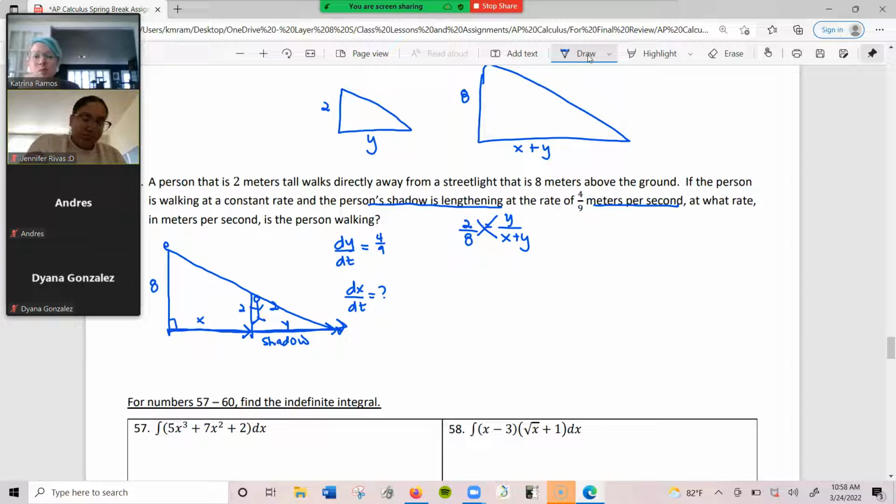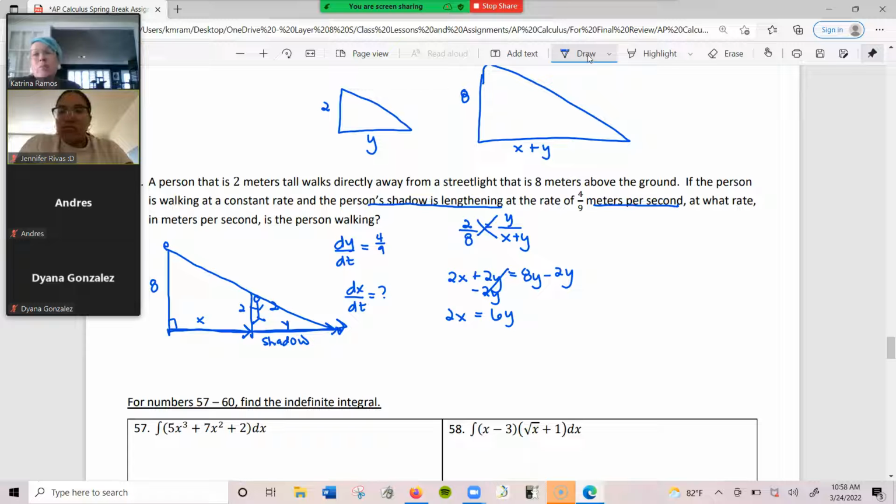So 2 times x plus y is going to be 2x plus 2y because you would distribute the 2. And that's going to equal 8y. You can also combine the y's, right? I can subtract this 2y over. So 2x is going to equal 6y.